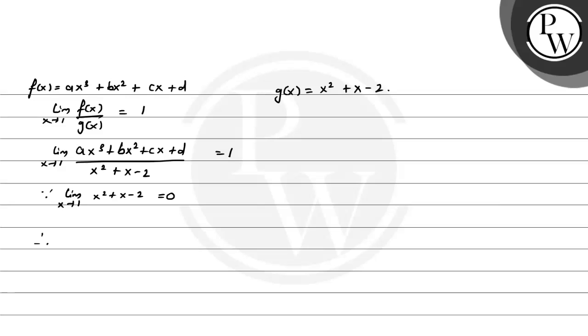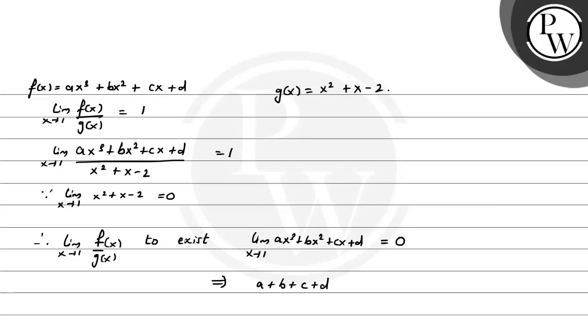So therefore for limit x tends to 1, f(x) by g(x) to exist, limit x tends to 1, ax cubed plus bx squared plus cx plus d has to be equal to 0, which implies a plus b plus c plus d is equal to 0. Let's call this equation 1.